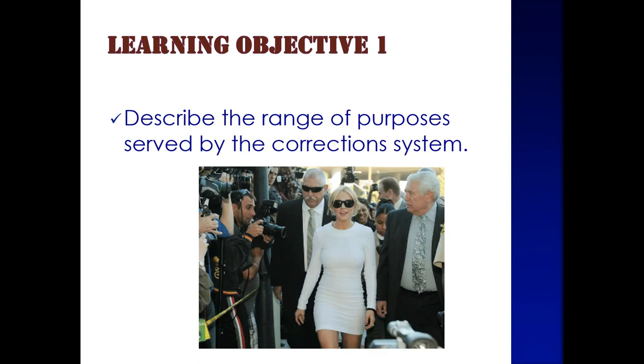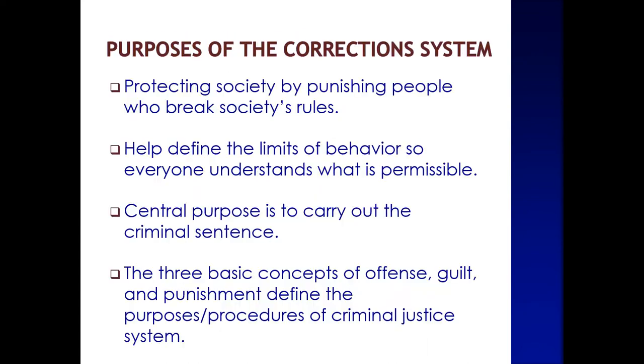So let's talk about this first learning objective just a minute. The range of purposes served by the correctional system. You know, most people think that corrections is a misnomer because all they see is punishment, because TV, books, and movies have led us to believe that prison is a terrible, terrible place and it's all punishment, that we don't do anything to do any rehabilitation. Well, some prisons are punishment oriented, and as a general rule, the adult criminal justice system in the United States is punishment oriented.